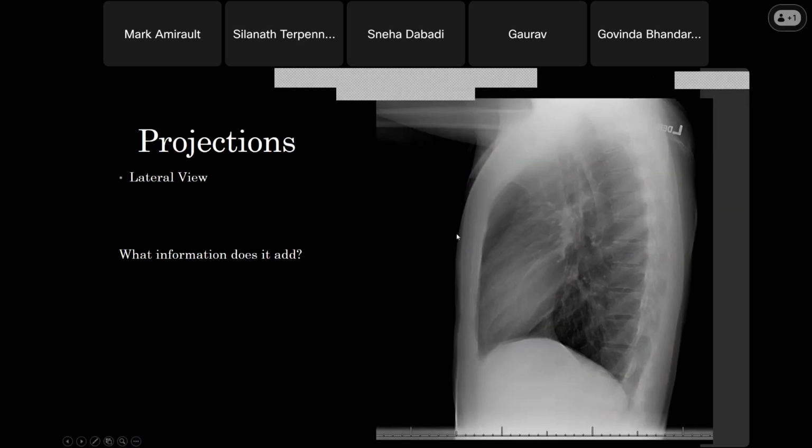All right. Lateral view, what information does it add? Basically it gives you a lot more information about location, so we can differentiate lower lobes from middle lobes, upper lobes from lower lobes. Get a look at this retrosternal clear space. We get a lot better look behind the heart, a lot better look at the spine. So it can be very helpful.